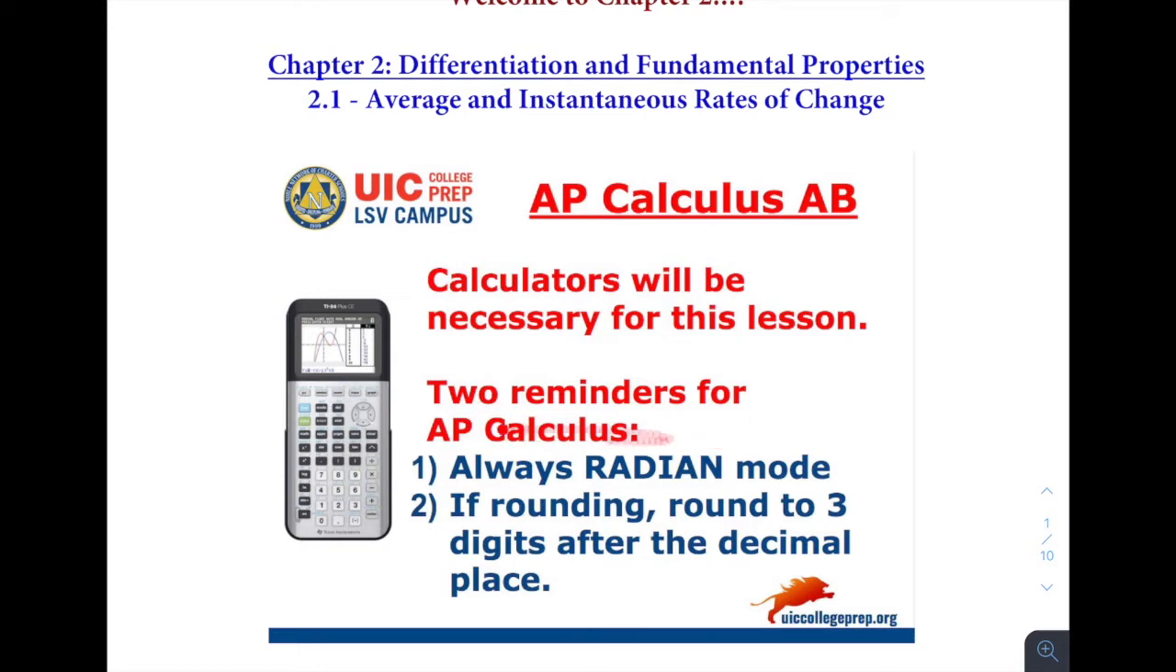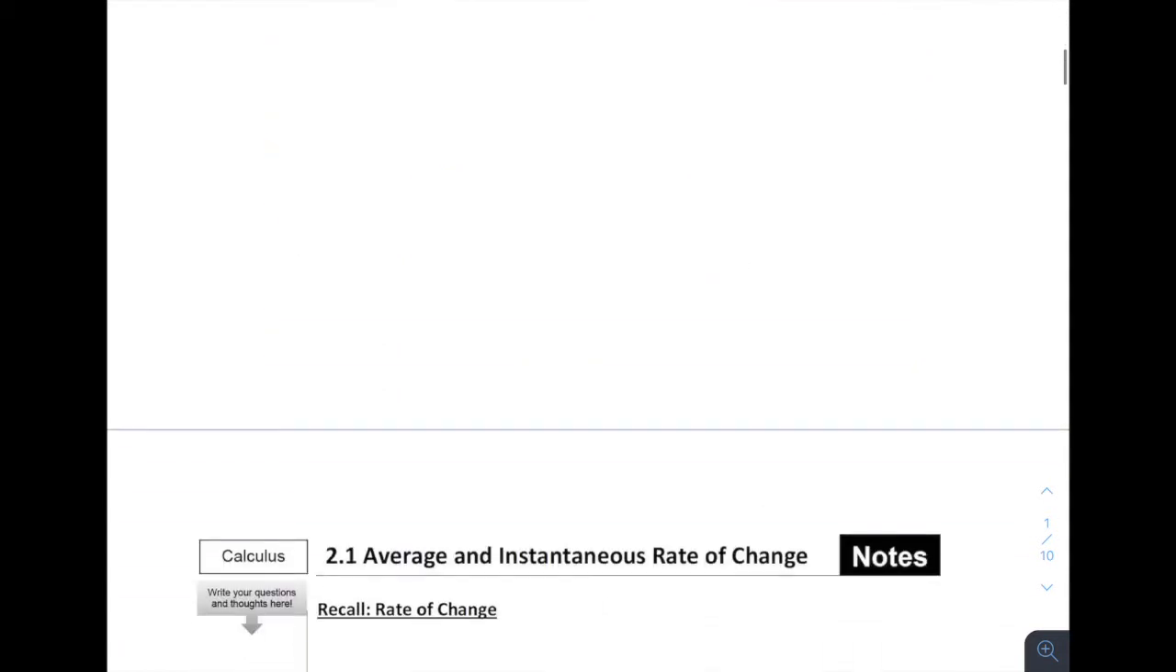Two reminders for AP Calculus: when we use calculators, always put your calculator in radian mode. That is really important when we're using sine, cosine, and tangent. Also, if you are rounding in AP Calculus, round to 3 digits after the decimal place. That is the standard. You can literally lose points on the AP exam if you round to 2 or 1. So please make sure that you're doing at least 3 digits after the decimal place. Let's get into today's lesson.